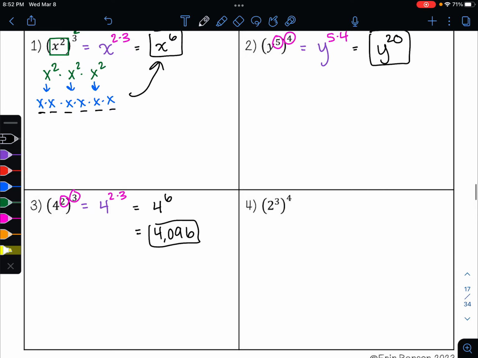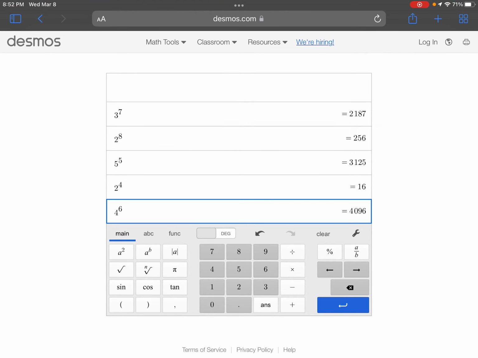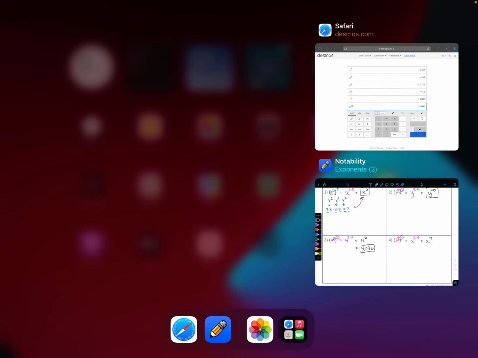On example 4, what is my base? My base is 2. What are my exponents? 3 and 4. So we're going to multiply 3 by 4 and get 2 raised to the 12th power. So in my calculator, 2 raised to the power of 12 is 4,096.